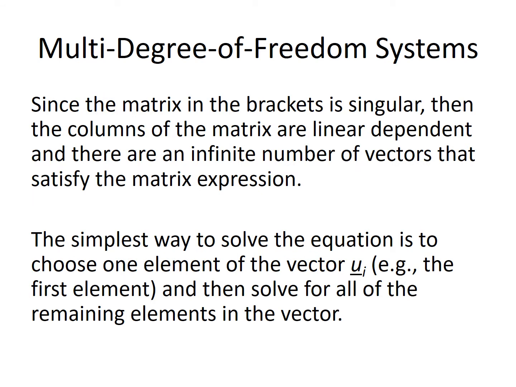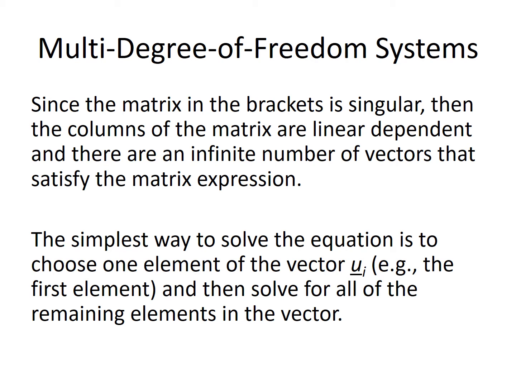Now we have to call upon some matrix algebra theory to help us solve for the vector u sub i. Since the matrix K minus omega sub i squared M is singular, we recall that the columns of a singular matrix are linearly dependent. This means there is an infinite number of solutions u sub i that solve the matrix expression. The easiest approach to solving for the vector u sub i is to choose one element of the vector, say the first element, and compute the remainder of the elements in the vector.